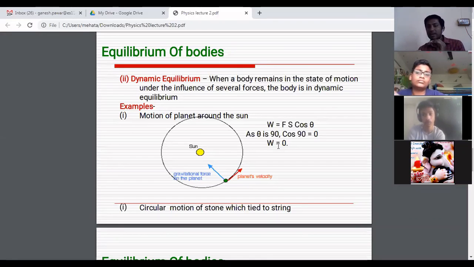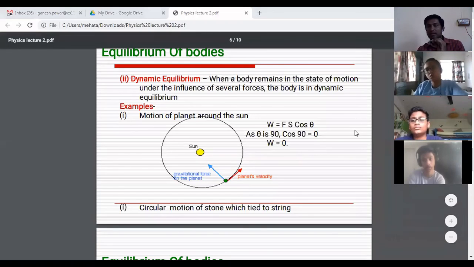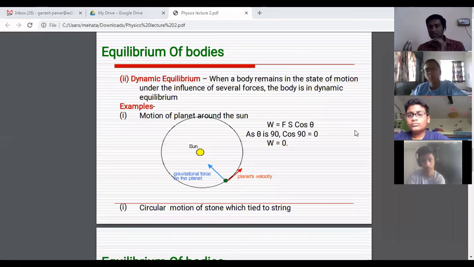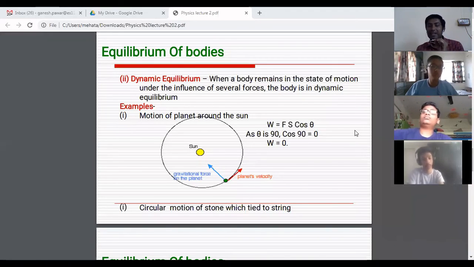So in this case, the work done by the gravitational force is how much? Zero. And whenever there is no work done, there is no change in the body's speed. Whenever there is work done, then and only then does the speed change. But if there is no work done, the speed will remain constant. Clear? So the motion of the planet around the Sun is an example of what? The dynamic equilibrium.